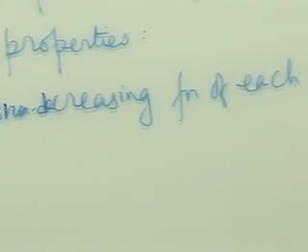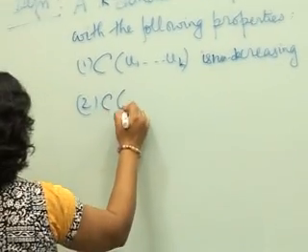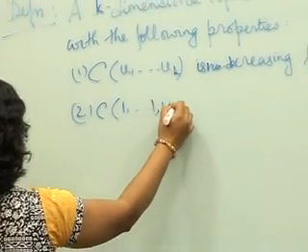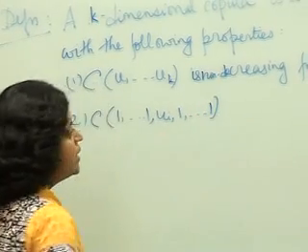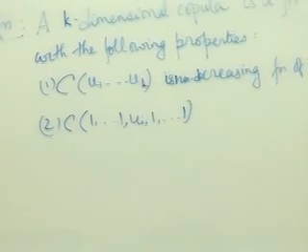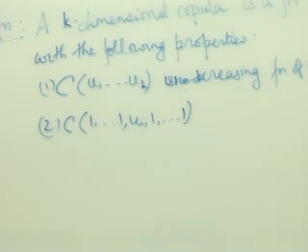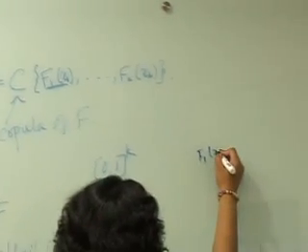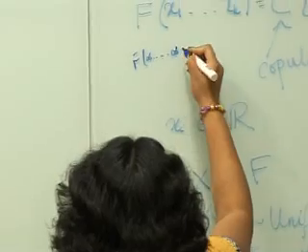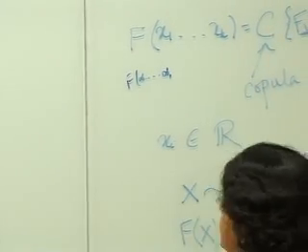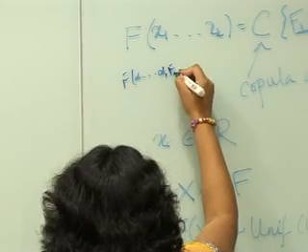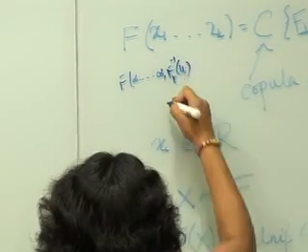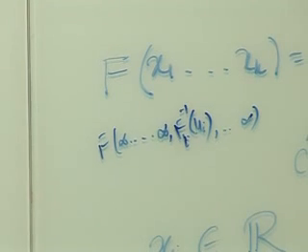And secondly, if you take all the components to be 1, then what do we really want? Then we want F when each of these F1 of x1 is 1. In particular, this will happen if x1 is plus infinity. So we evaluate F at all of these being infinity, and then one of them is such that it is Fi inverse of ui, and the others are also infinity. So F of such a thing.